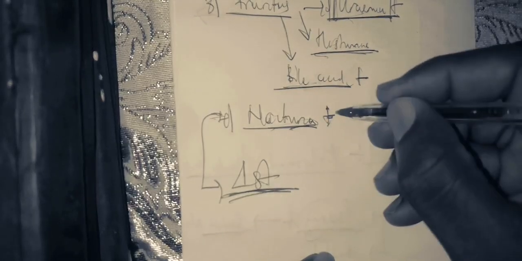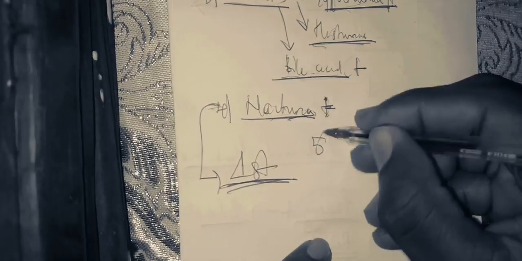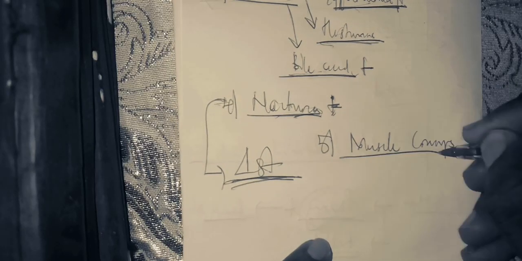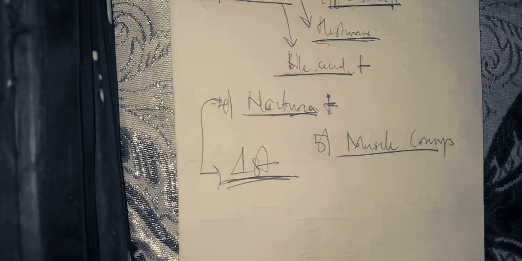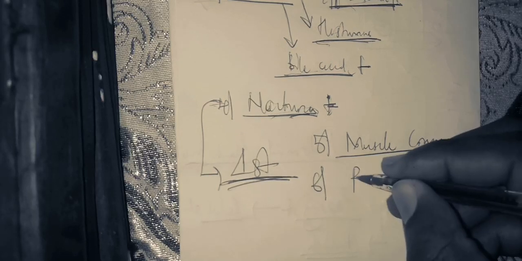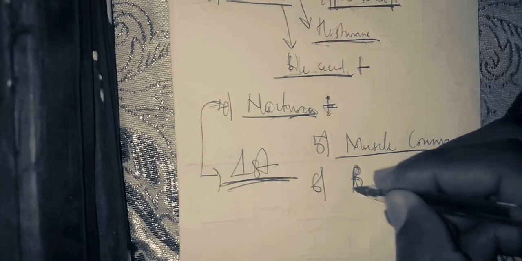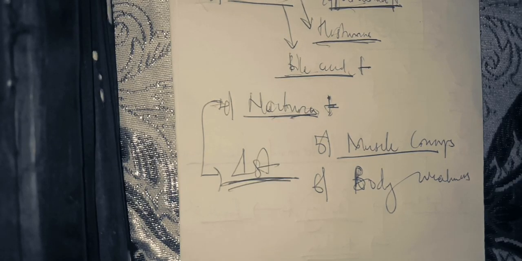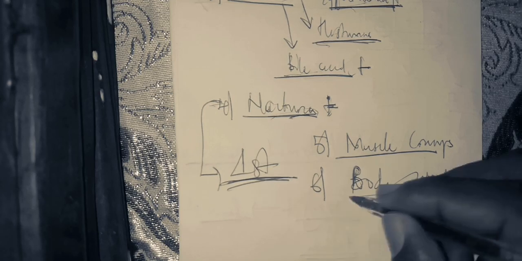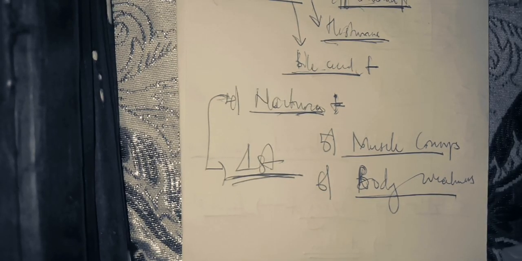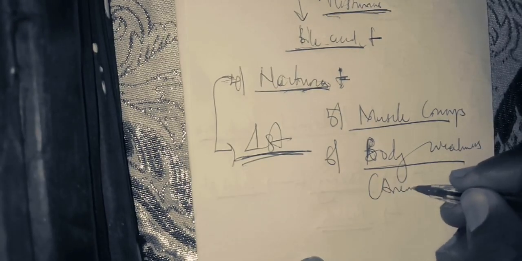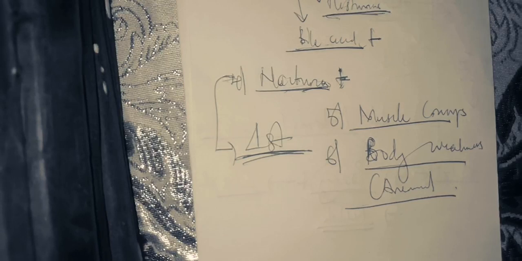The next one after nocturia, the fifth one, is muscle cramps. Is it clear? Muscle cramps because one complication of chronic kidney disease is hypocalcemia. And then the last one we have is body weakness. Patients in chronic kidney disease are usually weak for a long period of time, just because they are anemic. So it's generally because they are anemic that they have this body weakness.